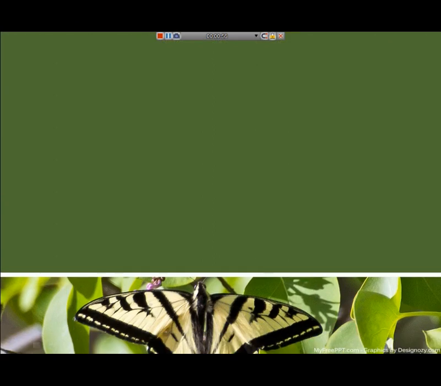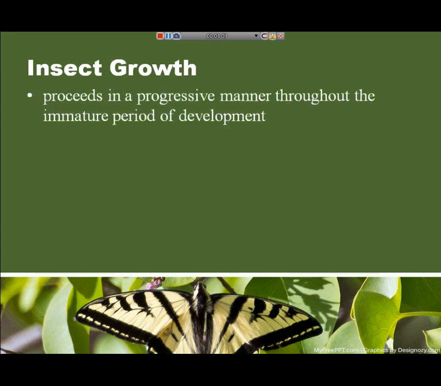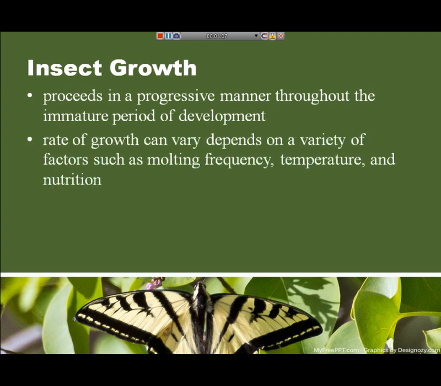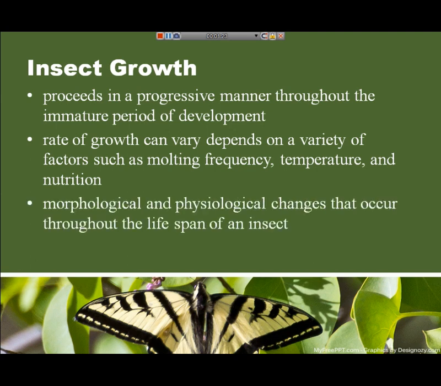The growth of individual insects proceeds in a progressive manner throughout the immature period of development. Rate of growth can vary depending on a variety of factors such as molting frequency, temperature, and nutrition. Growth usually is distinguished from development in that the latter refers to the various morphological and physiological changes that occur throughout the lifespan of an insect as it progresses toward maturation.